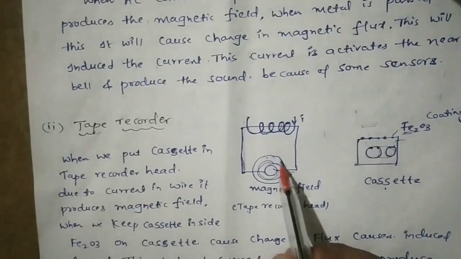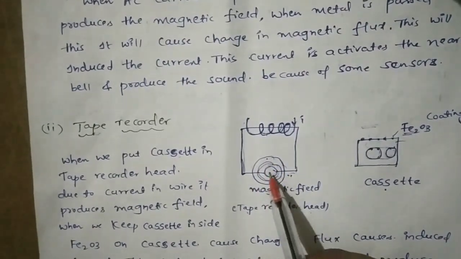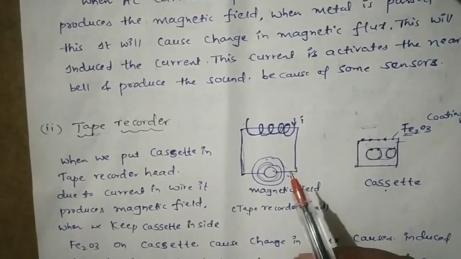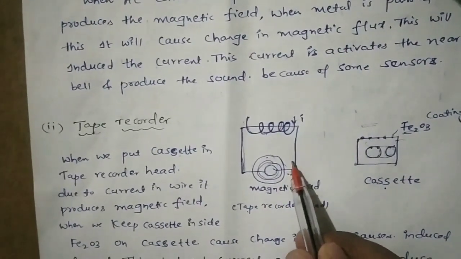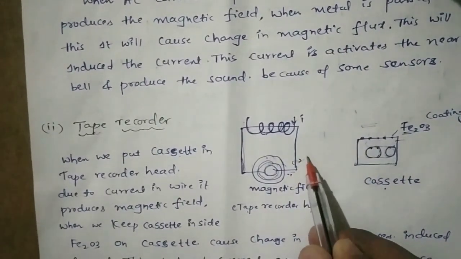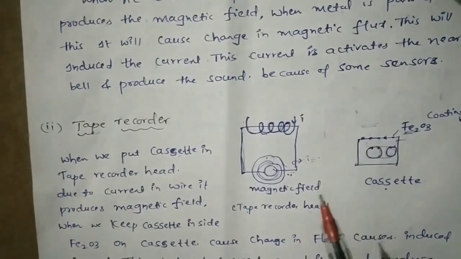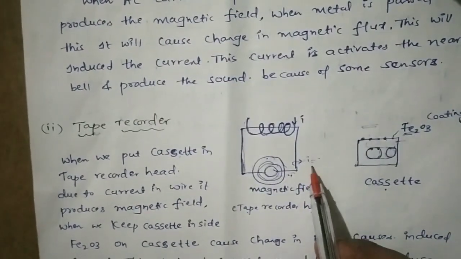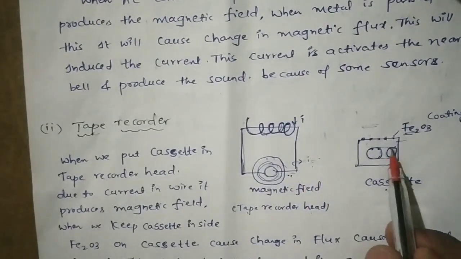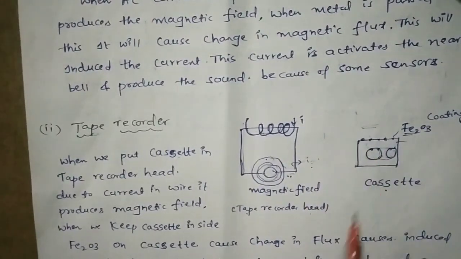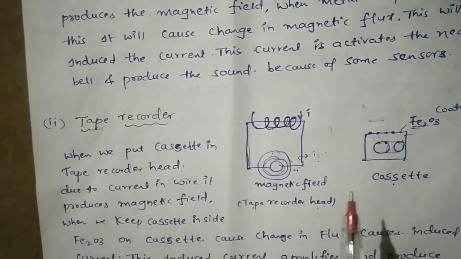Therefore this change in magnetic flux produces a current. Okay, now it produces a current. That current is amplified and behaves like a sound. Now that will be sent to the sound box or the speaker. There we will get the sound of whatever songs or music are there in this cassette. This is about the working of the cassette.